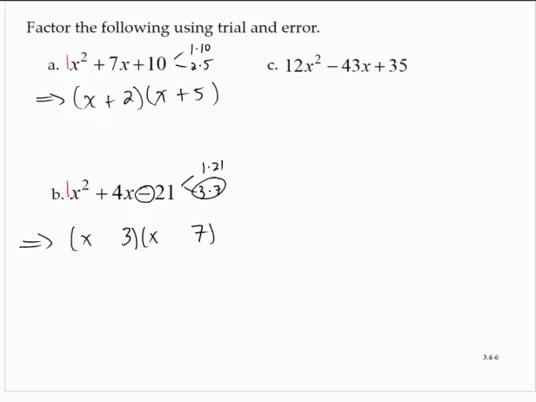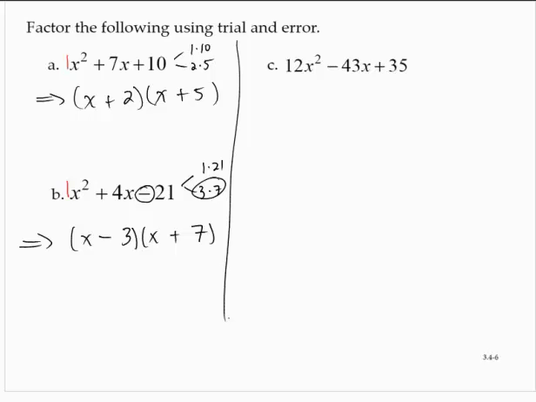So I know it's going to be a 3 and a 7. Now since it's a plus 4x, I need the larger number to be positive. So I'd have x minus 3 by x plus 7. Now for exercise C, it's a little tougher. We would first still look for a common factor, and seeing none, we'll move on.